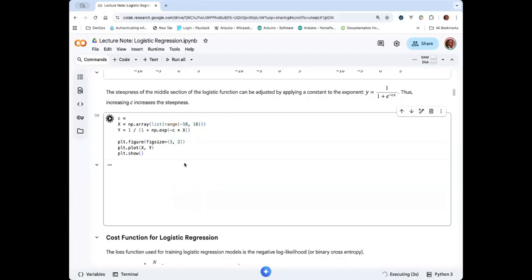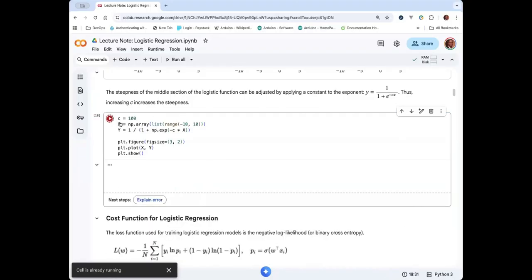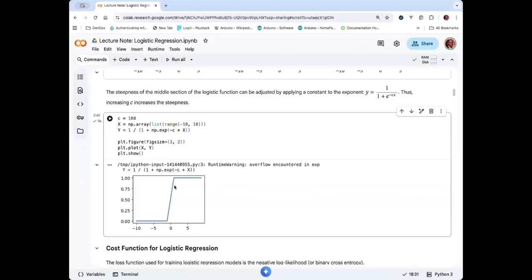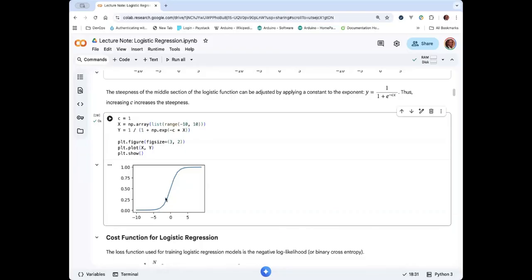But if we decide to make it a large value like 100, then you will see that it is going to be very sharp. 1 is a normal value. You can see 1 is very gradual. 100 is a very sharp value.